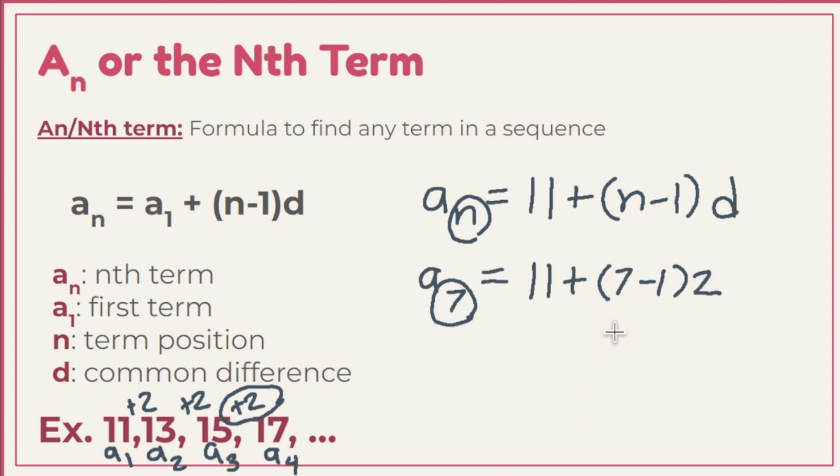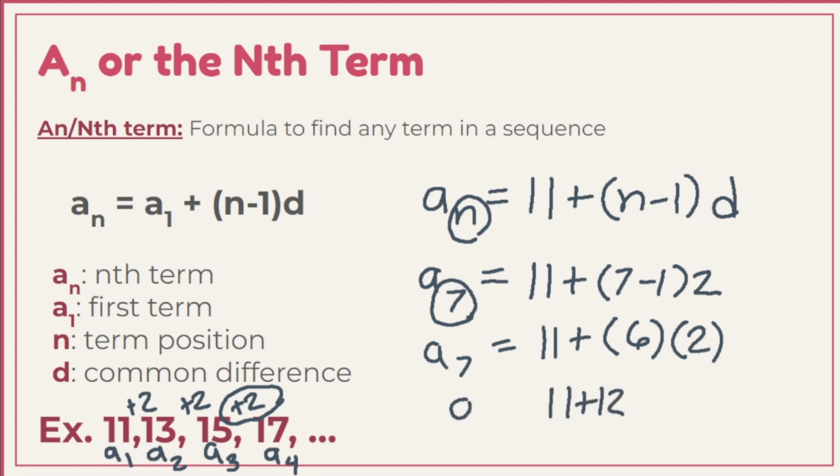All we have to do is just add it all together. So 7 minus 1, that's 6, right? You still have that 2 over there. Still have that 11. You multiply 6 by 2, that's 12. So we have 11 plus 12 is equal to a sub 7. And 11 plus 12 is just 23, right? So that means a sub 7 is equal to 23.